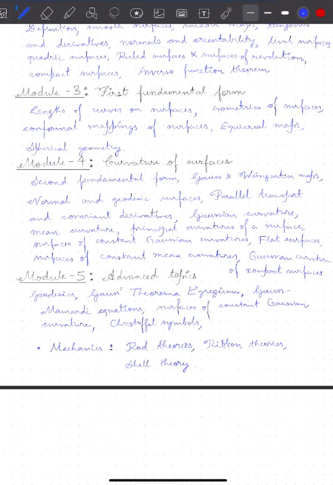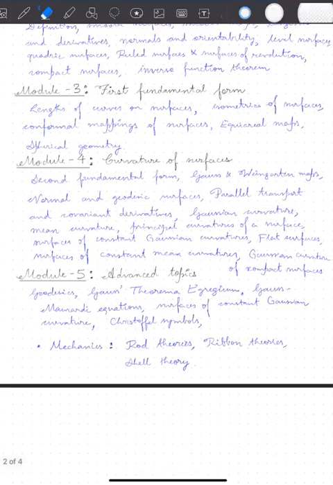But then we'll also move to talk about geodesics and normal and geodesic surfaces. Briefly mention what parallel transport and covariant derivatives are, although our focus will remain more on understanding Gaussian curvatures and the rest and all the derived quantities. So that would typically be the flow that we are talking about.